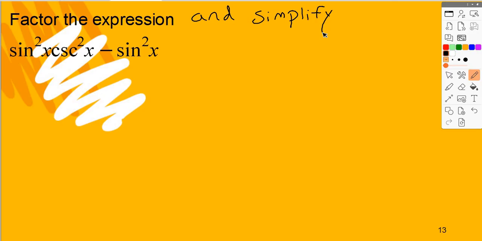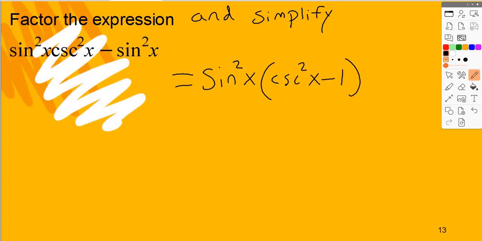We want to look for our greatest common factor. We want to look for, do they have two things or something in common? Do my two terms have something in common this time? Yeah, they have a sine squared x. So we can factor that sine squared x out this time. And we're left with a cosecant squared of x minus 1. So if it just asks us to factor, that would be our answer.